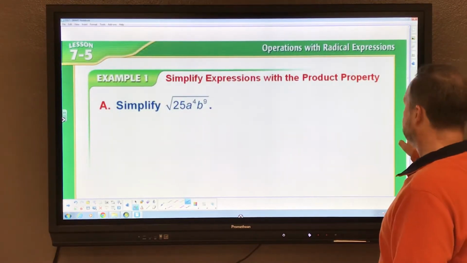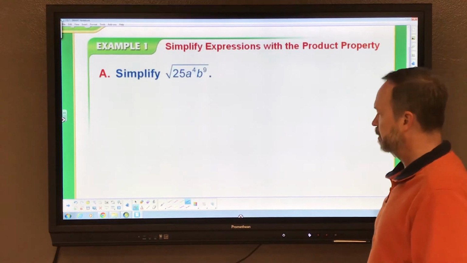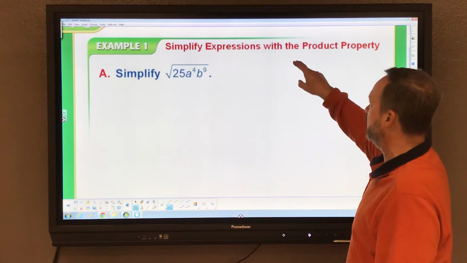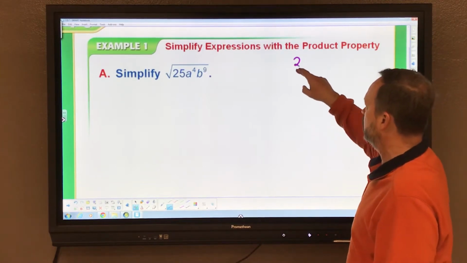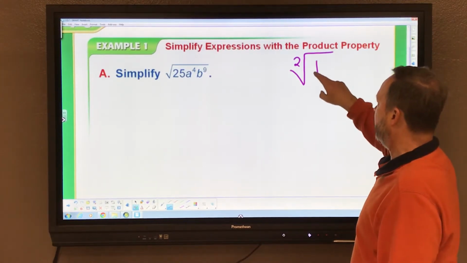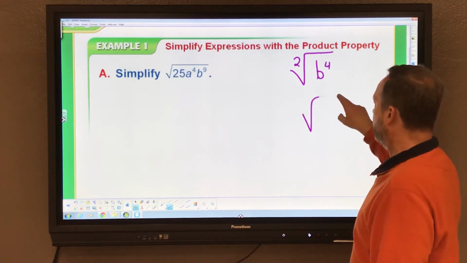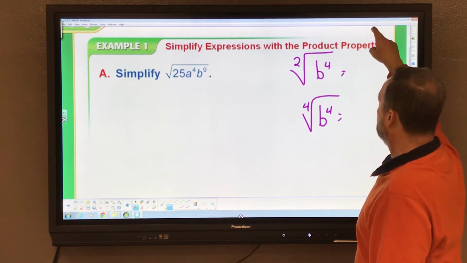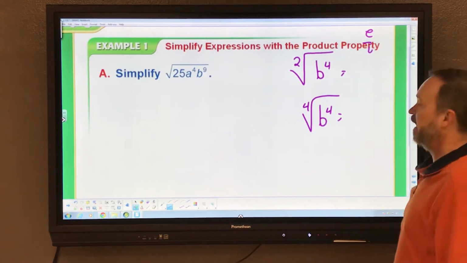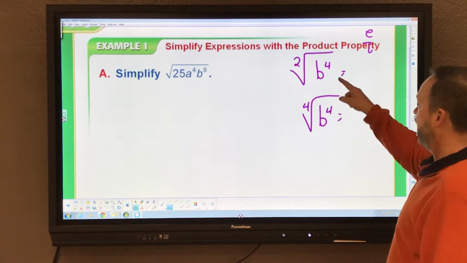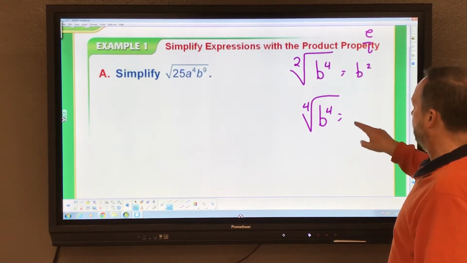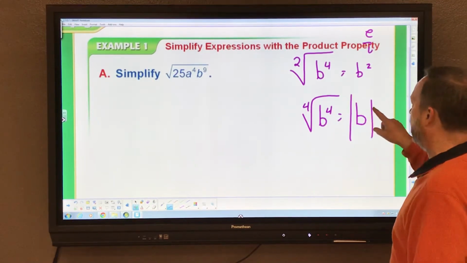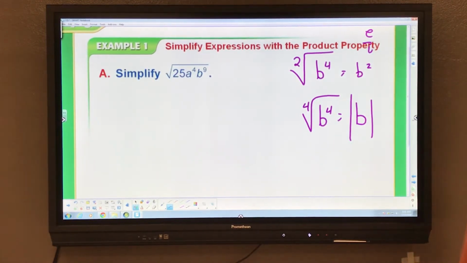So let's talk about this one. In the previous lesson, we looked at things like the square root of b to the 4th. Or we looked at the 4th root of b to the 4th. And we talked about the Old McDonald, exponent divided by index. And that would be b squared, and that would just be b. Technically, it would be the absolute value of b because you have even, even, odd. But that's how that would work.